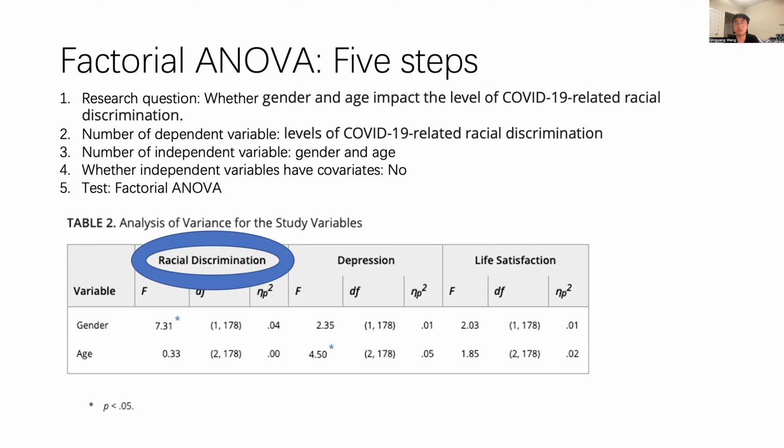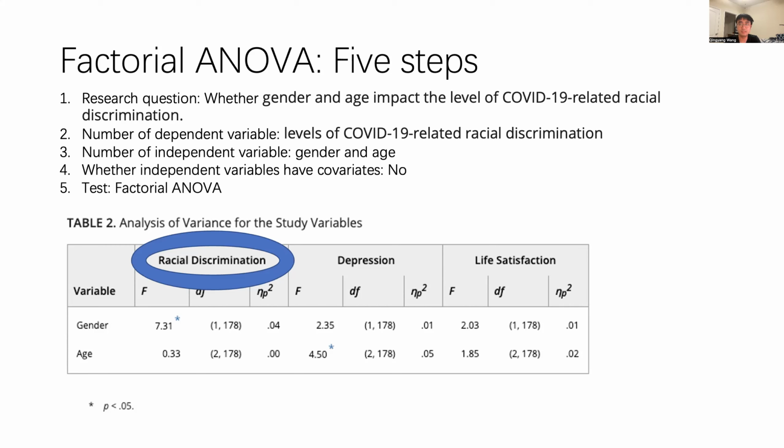So let's talk about why we can use the factorial ANOVA, in 5 steps. First, the research question is whether gender and age impact the level of COVID-19 related racial discrimination. The second step is the number of dependent variables. According to factorial ANOVA, it can only have one dependent variable. Here, the dependent variable is the level of COVID-19 related racial discrimination. The third step is the number of independent variables. In the factorial ANOVA, there should be 2 or more independent variables. Here they are gender and age.